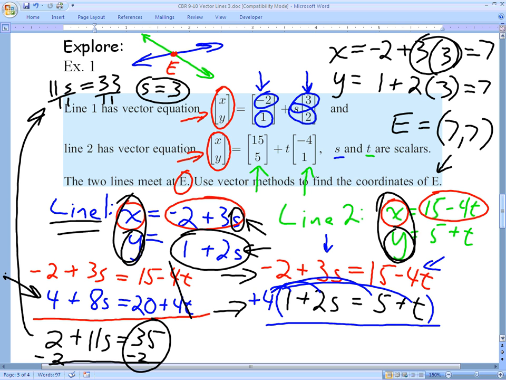All right. If you wanted to double check your work, you could also go back, find t, and then plug t into line 2 and make sure that you also get 7, 7 there. Or you can plug this 7, 7 in and solve for each of these t's after plugging in the 7, 7 for the x and the y, and you should get the same value for both of those t's.